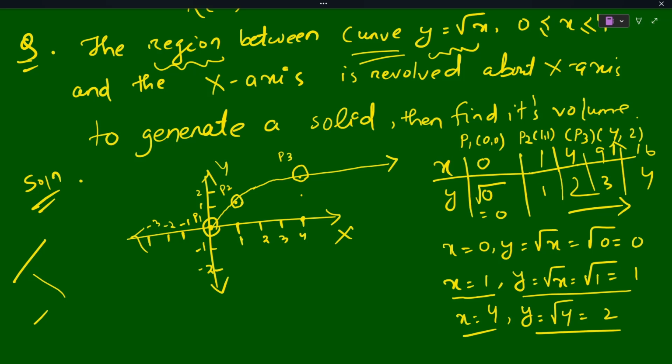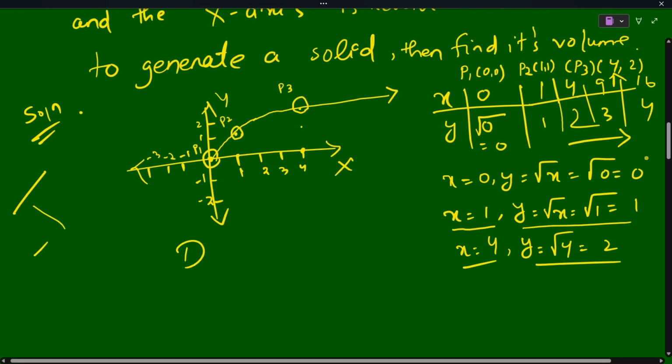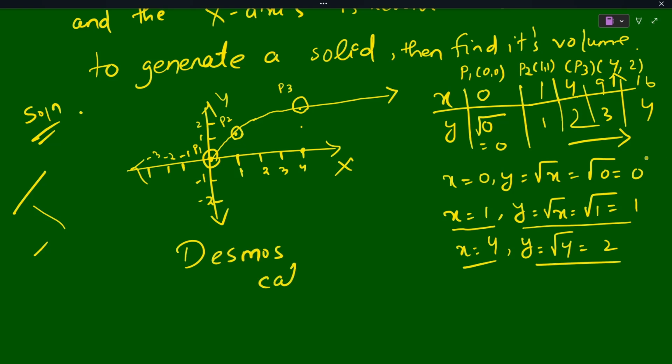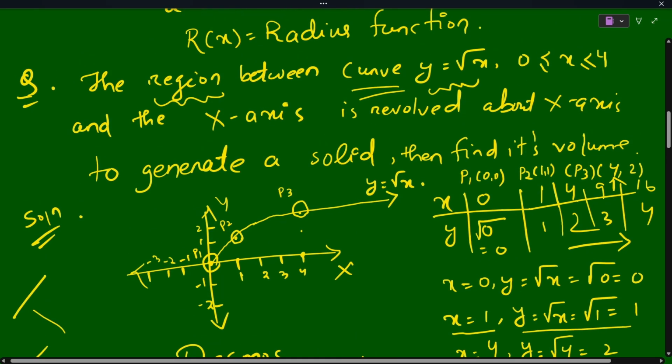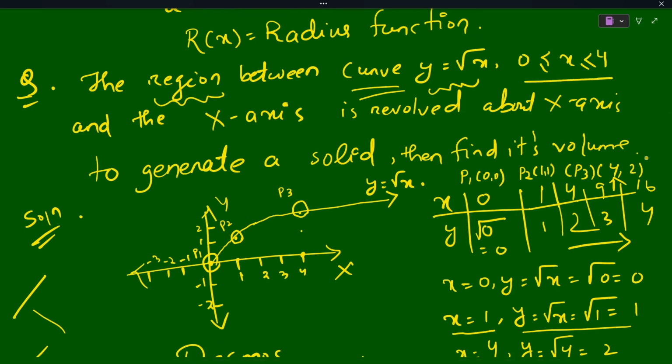Okay, in the Desmos calculator you can use, this is free software. Here you can easily see various kinds of graphs. Okay, so see, first I had plotted the value y equal to root x. Now I'm finding what the limits are. So the limits are from 0 to 4. So this is from 0 to 4, that means up to this one.